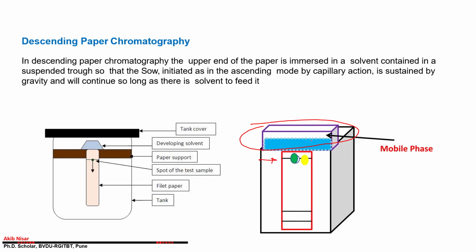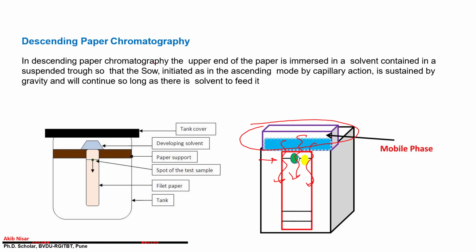So ultimately what will happen, your paper will absorb, or you can say your mobile phase will go through your stationary phase or your paper from upside down, from upwards to downwards. Finally the process is the same, so it's just towards the gravity, not against the gravity. So it is called descending paper chromatography.